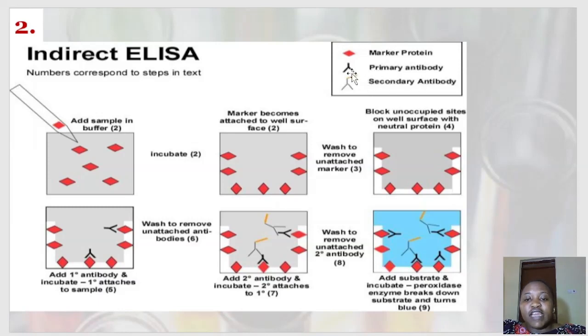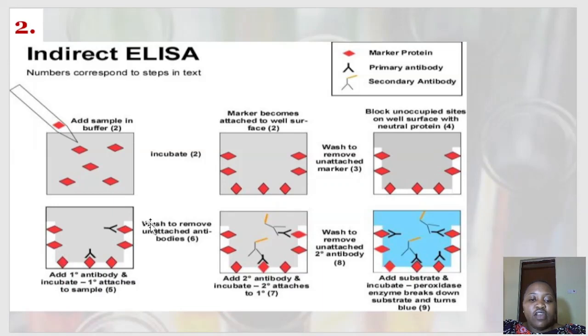Then we have the primary antibody, and then a secondary antibody that is conjugated to the enzyme, which looks yellow. The first step, of course, is to add your sample, then you incubate to ensure that your antigens or proteins are bound to the well. Then you wash to remove what has not bound, and then you block with a neutral protein like milk proteins, casein, or BSA.